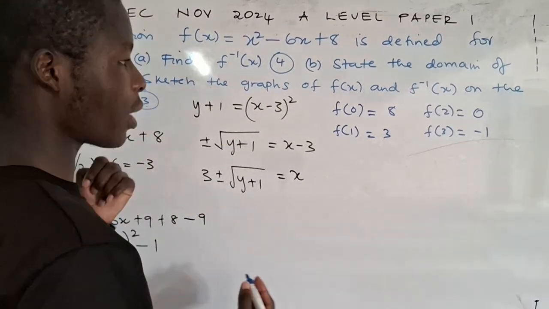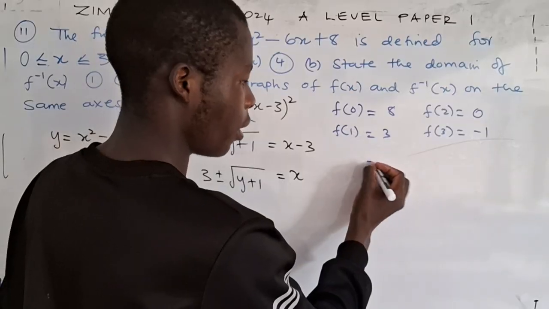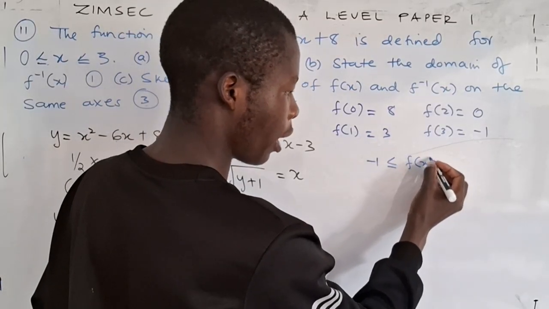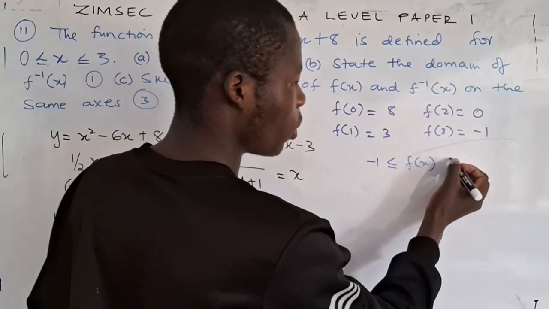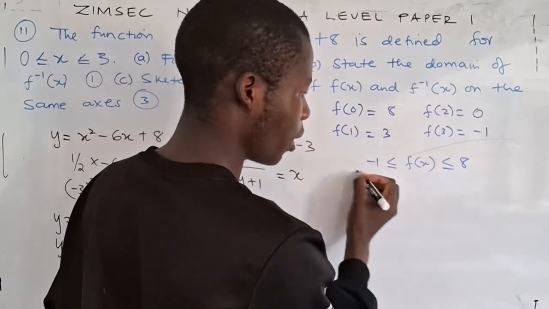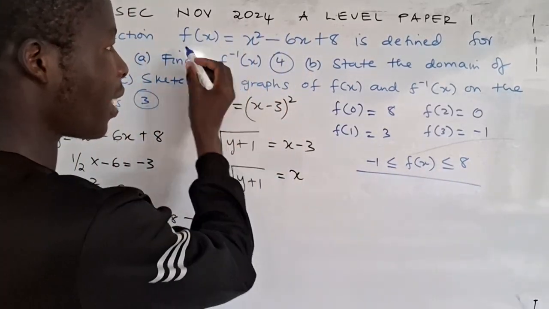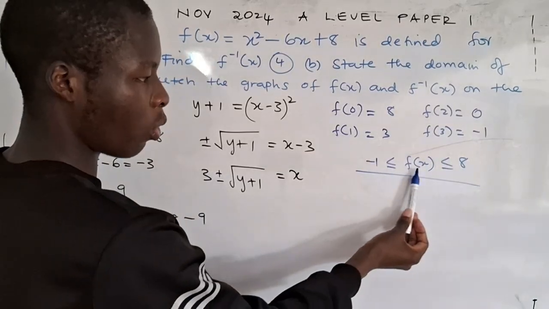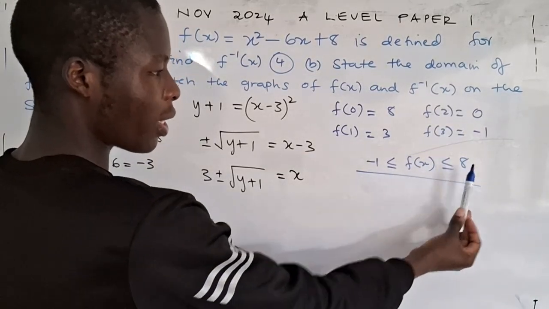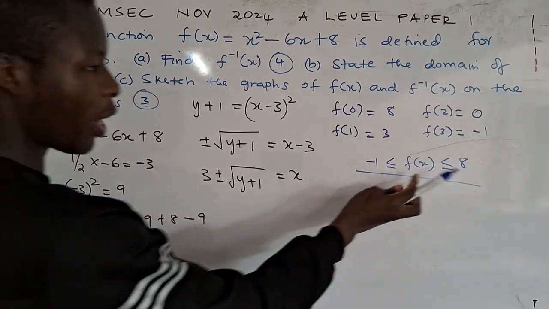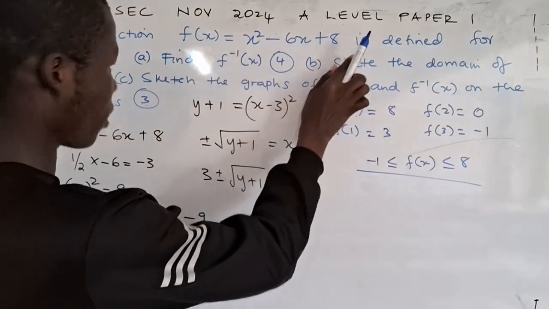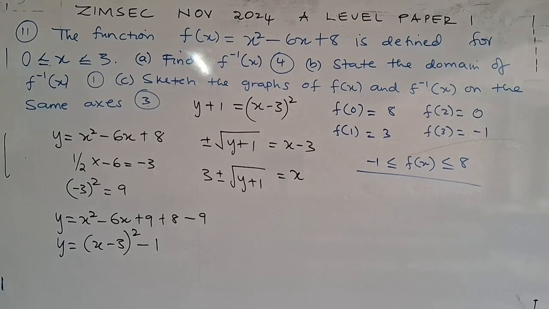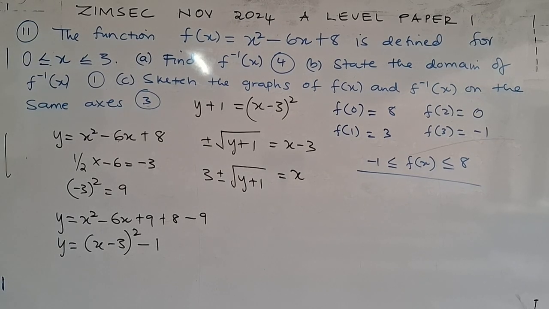Now you can write the range. So see, negative 1 is less than or equal to f of x, which is less than or equal to 8. This is nothing but the range of f of x. So now I have the range of f of x. I also have the domain of f of x. I have these two things.